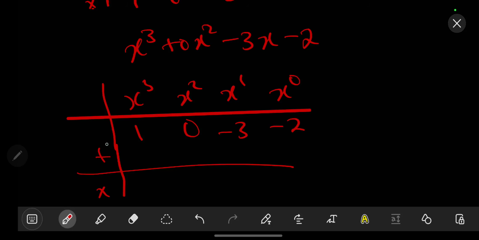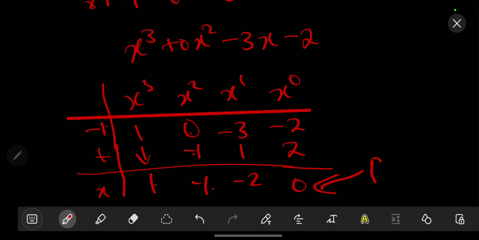So the coefficients here are equivalent to, we have a negative 1, we try it again, we go 1, then negative 1 times 1 gives us negative 1, add 0 plus negative 1 is negative 1, multiply negative 1 times negative 1 is positive 1, negative 3 plus 1 will give you negative 2, multiply negative 1 by negative 2, it will give you positive 2 like that. When you add, you're going to have 0 there. So this is showing that it's a factor like that.